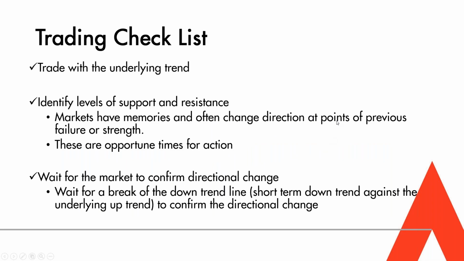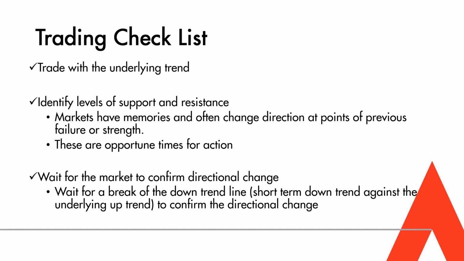So a little checklist for you on support and resistance levels. Always trade with the underlying trend. Obviously, if you're using trend lines, it's going to help you to see the trend quite clearly. Identify levels of support and resistance on your charts. Just remember, markets tend to have memories and often will change direction at points of previous failure or strength. And these are opportunities for you to take action in terms of finding a trading opportunity or entering in the direction of the underlying trend.